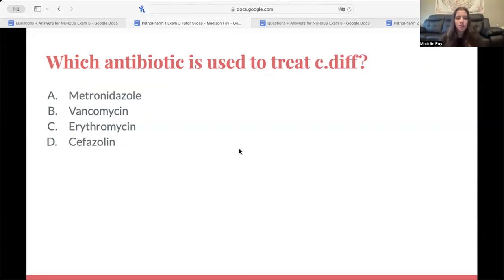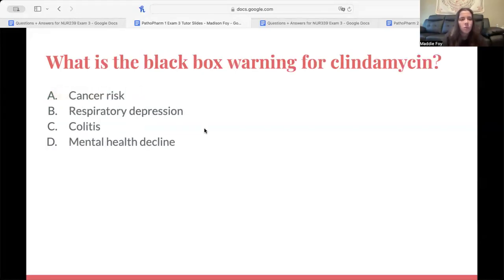Which antibiotic is used to treat C. diff? Clostridium difficile. In all of its glory. Okay, I'm seeing a few different answers here for this one. The correct answer is A, metronidazole. This is the one primarily used to treat C. diff infections. What is the black box warning for clindamycin?